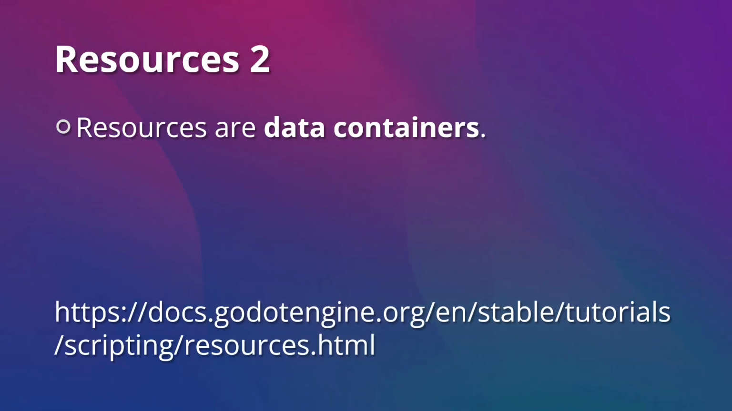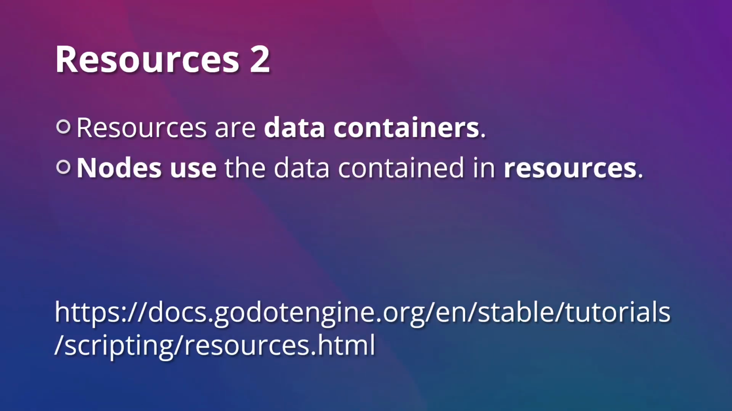Resources are basically data containers, meaning their primary goal is to store and contain some sort of data. In the case of the themes, if you think about it, it's all the design specifics, the font size, the font type, how buttons look like, what kind of style boxes they use, and so on. We usually don't use resources by themselves. We want the nodes to use the data which is contained in the resource files, right?